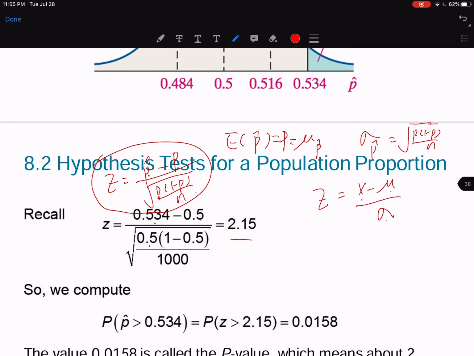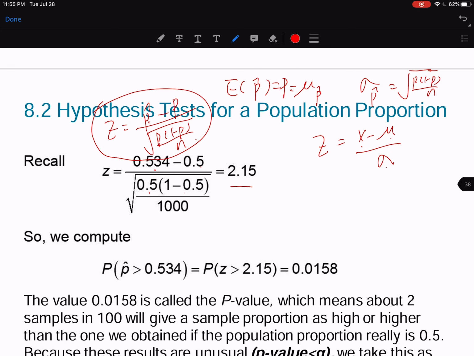And we have the corresponding z-score of 2.15. So then the probability that p hat is greater than 0.534 is equal to the probability that z is greater than 2.15. This is because z is equal to p hat minus p over the square root of p times 1 minus p over n.